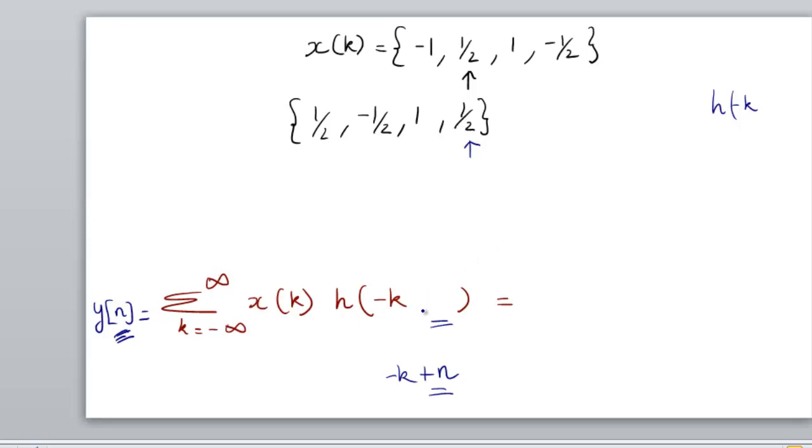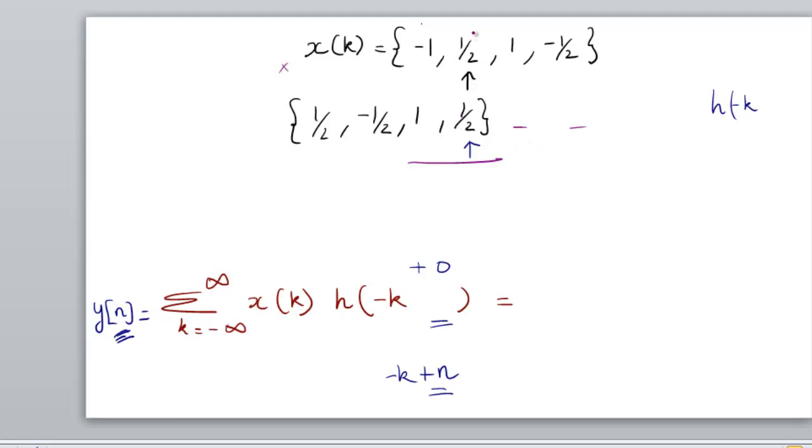So let me start with n equal to 0. If I put the value here, it is going to be plus 0, that means it is h of minus k plus 0, which is as good as h of minus k. So h of minus k multiplied with x of k. Both of these are already written here, and I have to now multiply both of them. When I multiply, only these two values overlap and give some value, because here the value is 0. If the values are zeros, then the answer will be 0 for this.